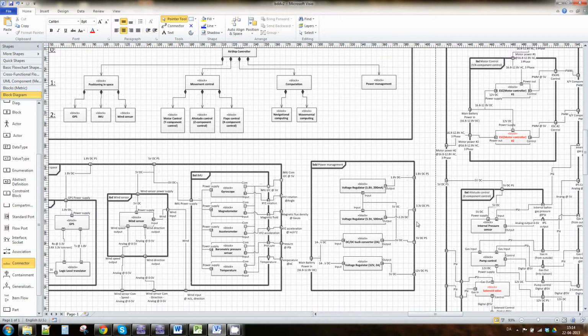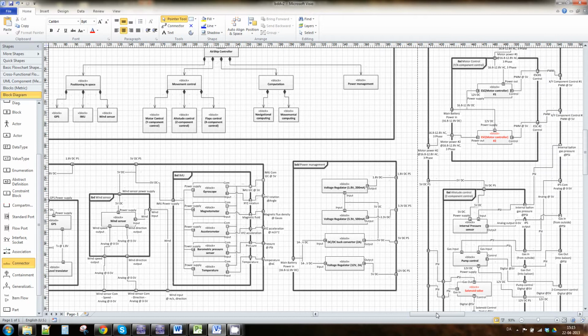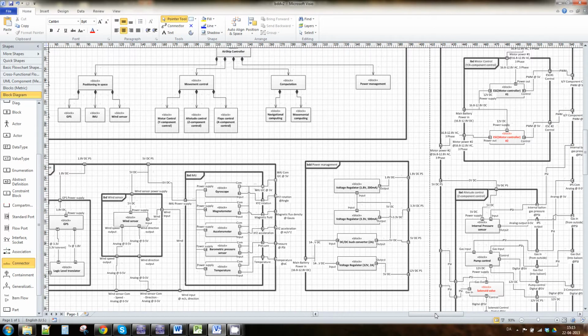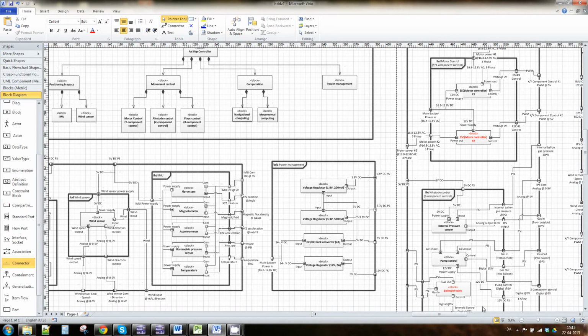The power management will, of course, supply power to all these devices. It's important to note that I'm using a buck converter to get a relatively high efficiency on the system, because we don't want to burn all the power on just making a big radiator in there. And then small voltage regulators for the small outputs. This will probably be changed a little bit.